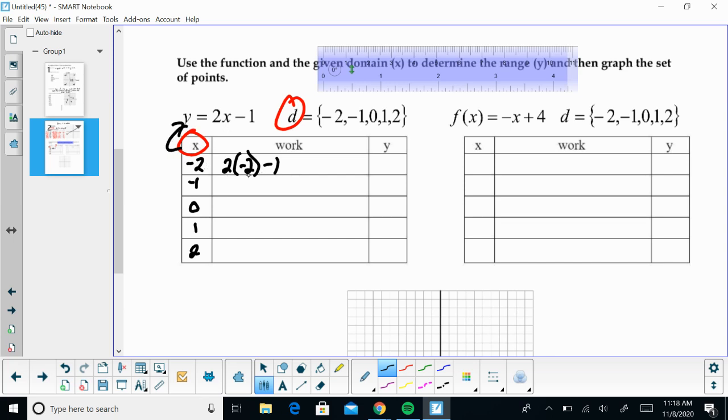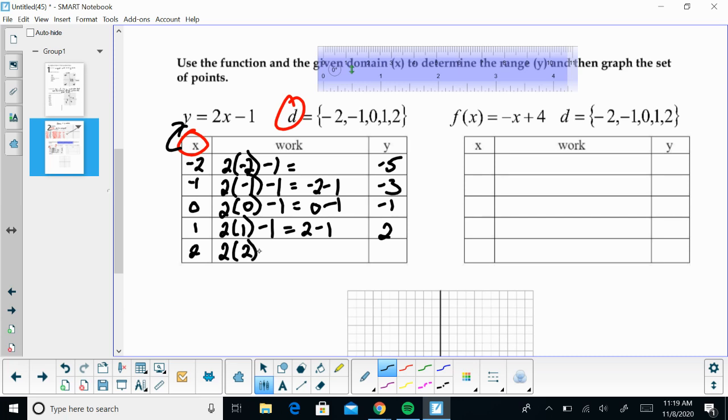So I have -2 times 2 minus 1. That's going to be -4 minus 1, which would be -5. We'll have 2 times -1 minus 1 equals 2 times -1 is -2 minus 1 would be -3. 2 times 0 minus 1 is 0 minus 1 or -1. 2 times 1 minus 1, 2 minus 1 is 2. 2 times 2 minus 1.